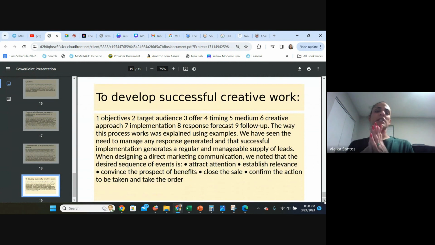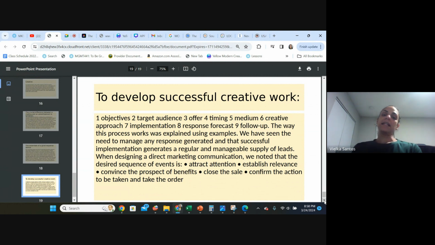To develop successful creative work, take care of your objectives, target audience, offer, timing, medium, creative approach, implementation, response, forecast, and follow-up. The way this process works was explained using an example. We have seen the implementation generates a regular and manageable supply of leads.